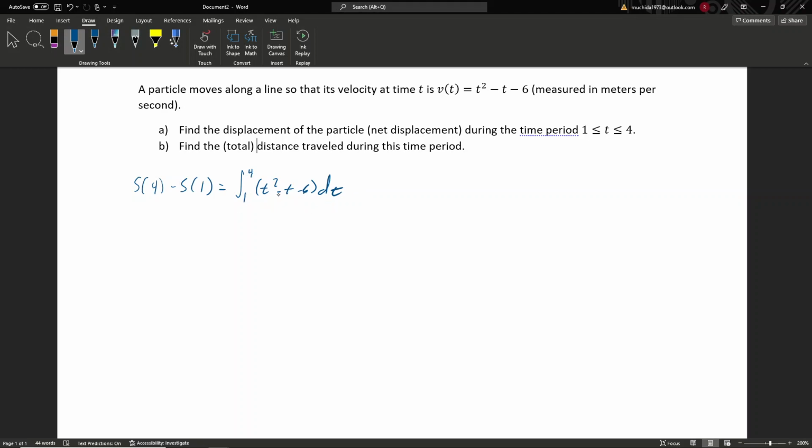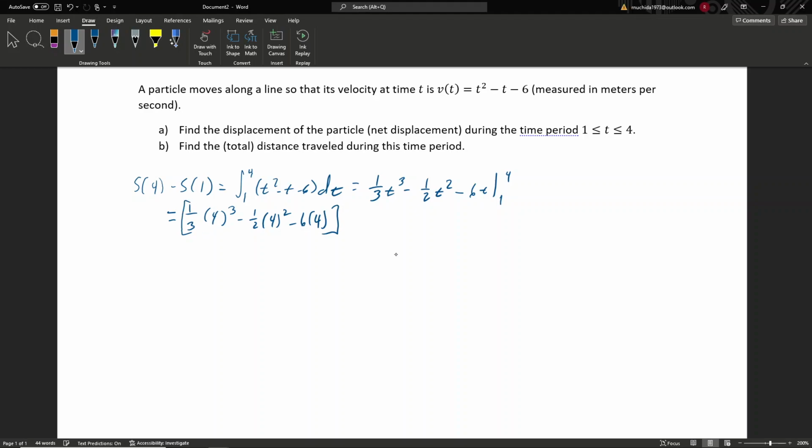So finding the antiderivative of this, the antiderivative of t squared would be 1/3 t cubed. The antiderivative of minus t would be minus 1/2 t squared. And for the minus 6, that would be minus 6t. Integrating that from 1 to 4, plugging in the 4, that would be 1/3 times 4 cubed minus 1/2 times 4 squared minus 6 times 4.